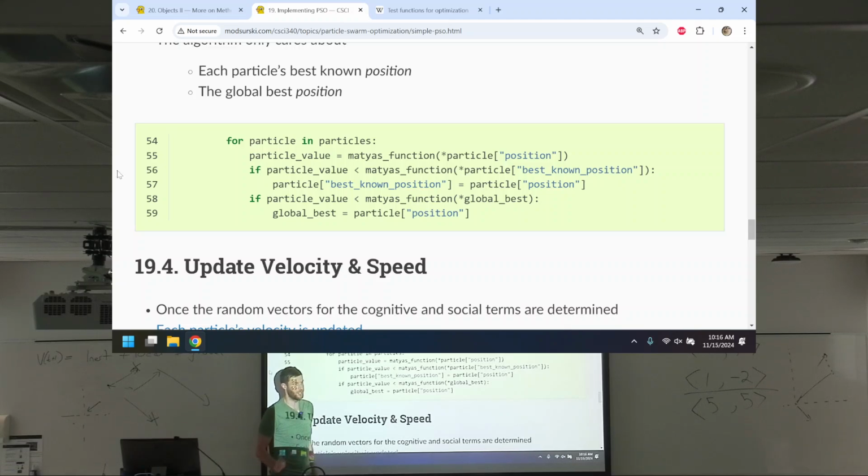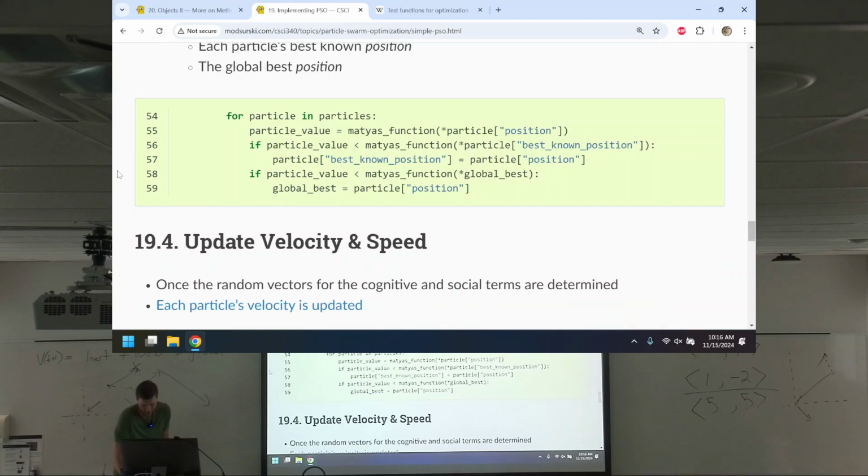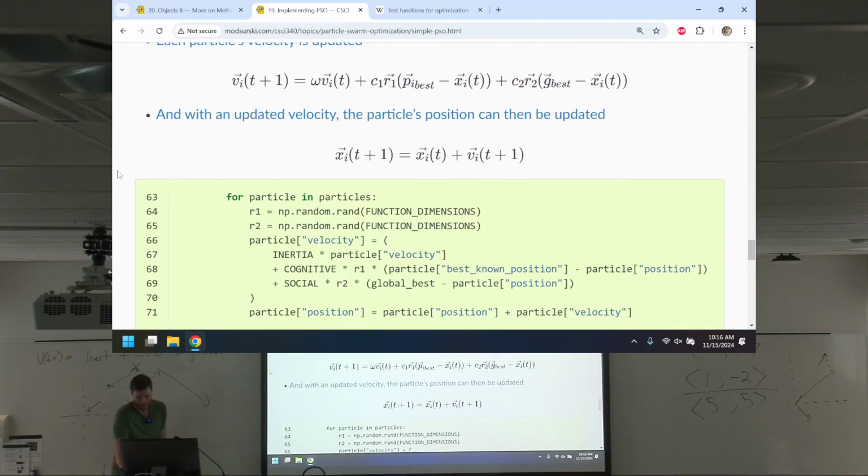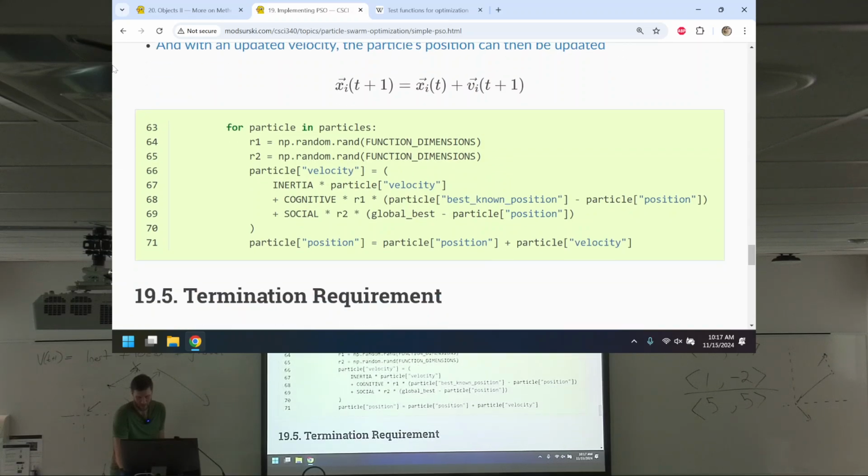Each particle knows its position. All right, throw that position, that x, y coordinate, into the function. That's it. Calculate its fitness. Okay, then update the velocities.